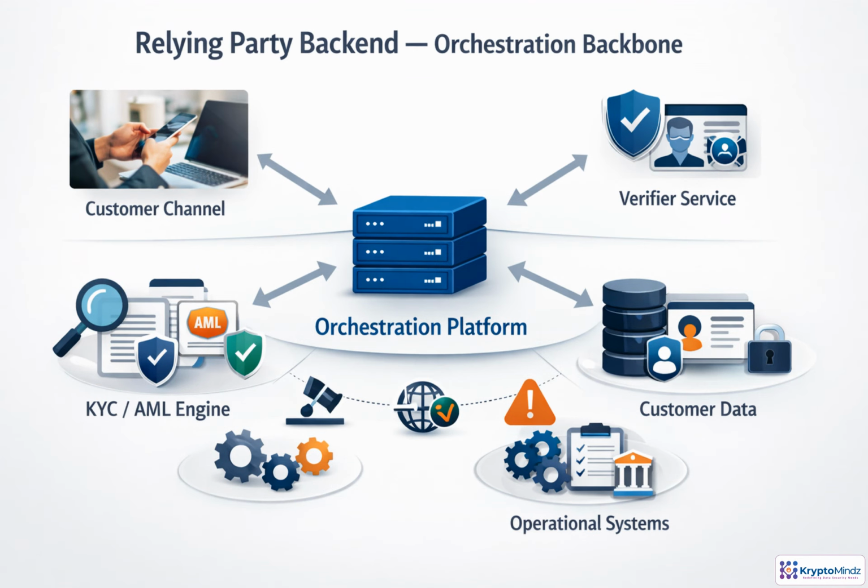Now think of the relying party backend as the conductor of the onboarding orchestra. It creates a session for each customer, tracks a correlation ID, and drives every step from the first click to account creation. It triggers wallet presentation requests, sends attributes to KYC, AML, and fraud checks, and collects their decisions. It then updates customer profiles, notifies operational systems, and consistently enforces policies, API security, rate limits, and integration rules.